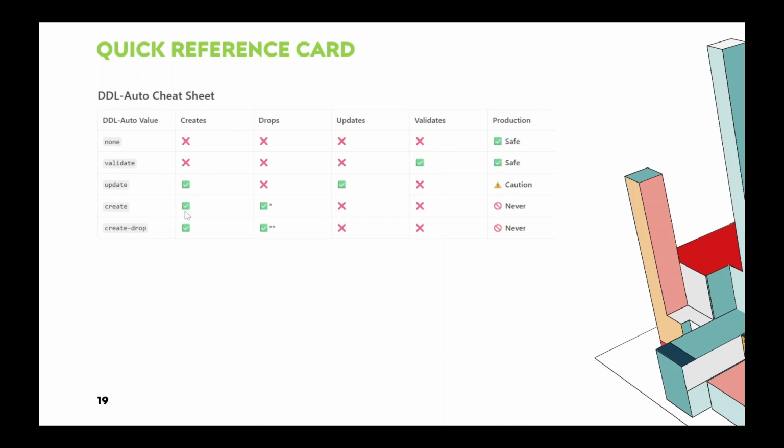Create means it will create tables and drop tables, no update, no validate, never use for production. Create-drop: create tables, drop tables, no update, no validation, never use for production. So the difference between this one and this one is that it creates tables on start, and when the application is shutting down, it drops the tables. But with create, when the application shuts down, it does not drop the tables. That's the difference.